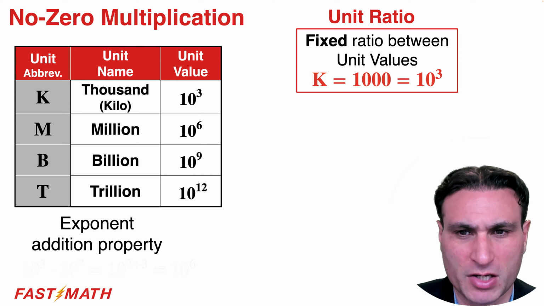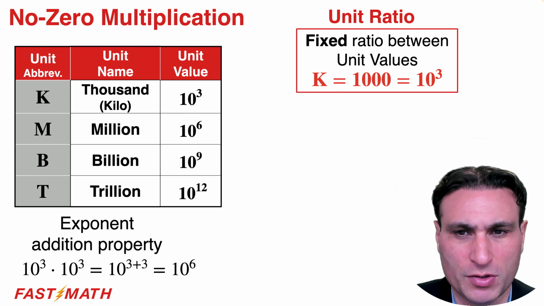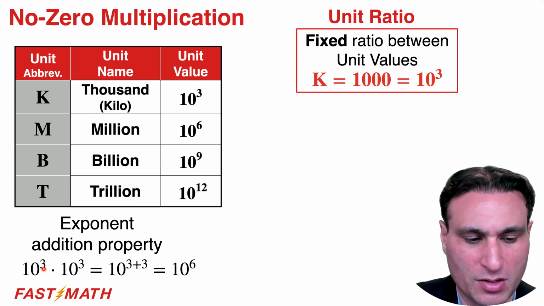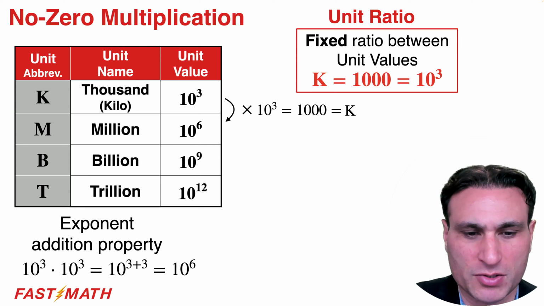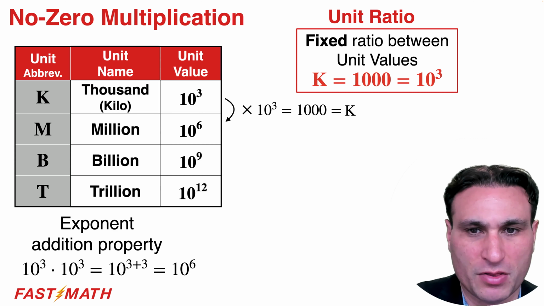And this follows from the exponent addition property, which says that when you multiply numbers with the same base, in this case the base is 10, you add the exponents. So 10 to the third times 10 to the third equals 10 to the sixth. This means that multiplying a unit by 1,000, which is 10 to the third, and which we abbreviate with K, increases the exponent by 3, which takes you to the next larger unit.